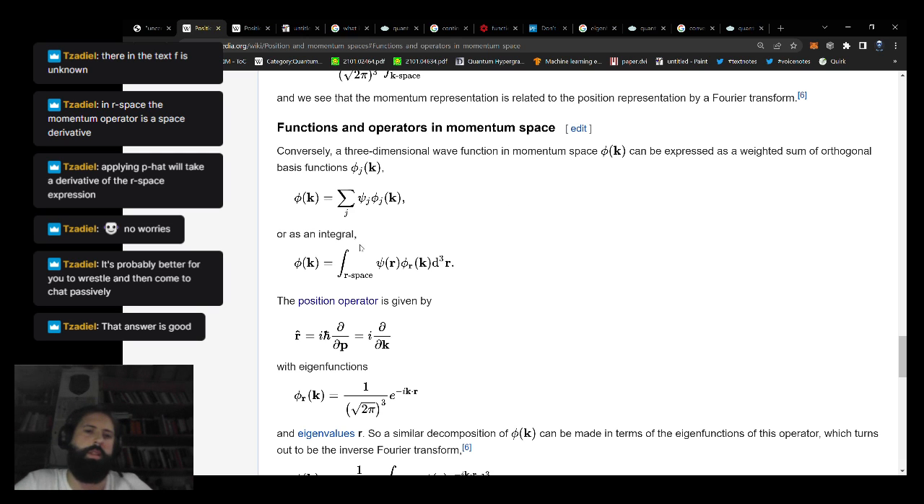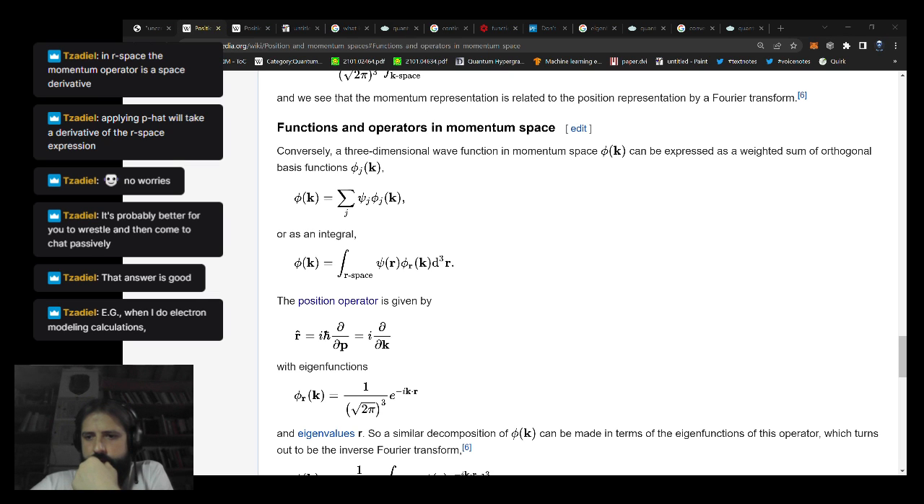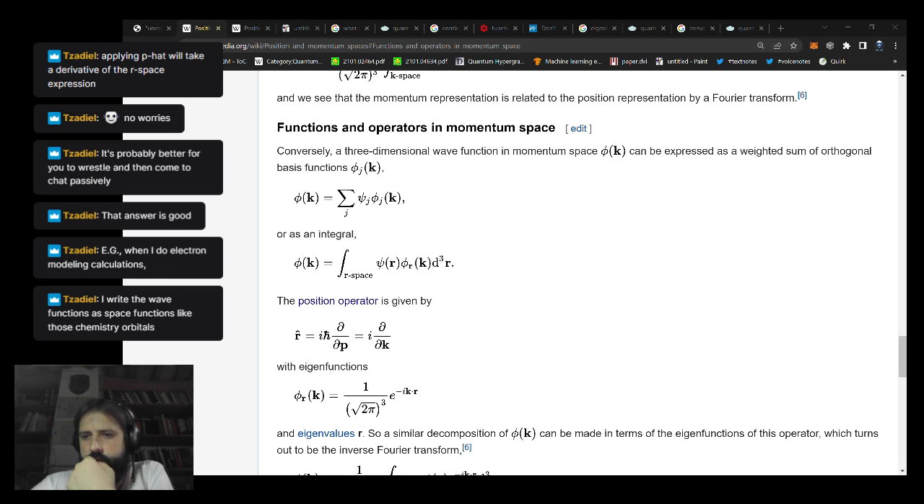Okay, so you're saying that it's just the integral because it's the derivative of momentum. Maybe that's the most intuitive way to understand that, and probably that's what you're saying, right? In R space, the momentum operator is a space derivative. So you're integrating to recover that.